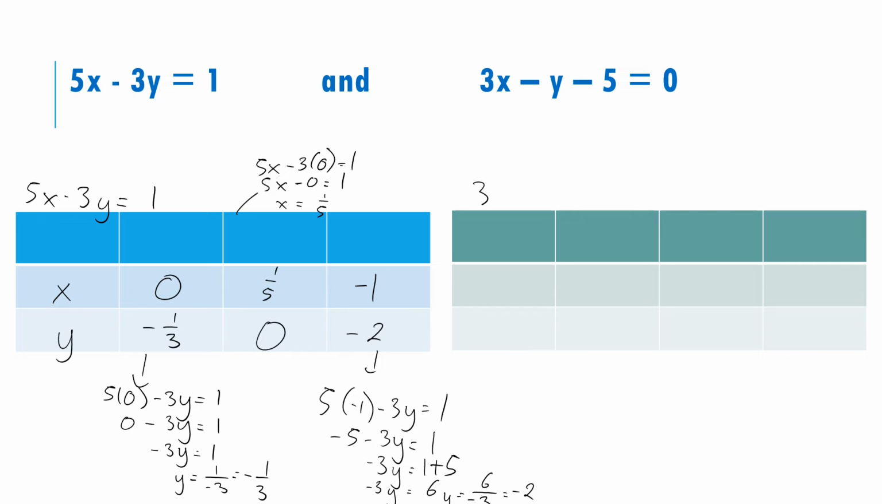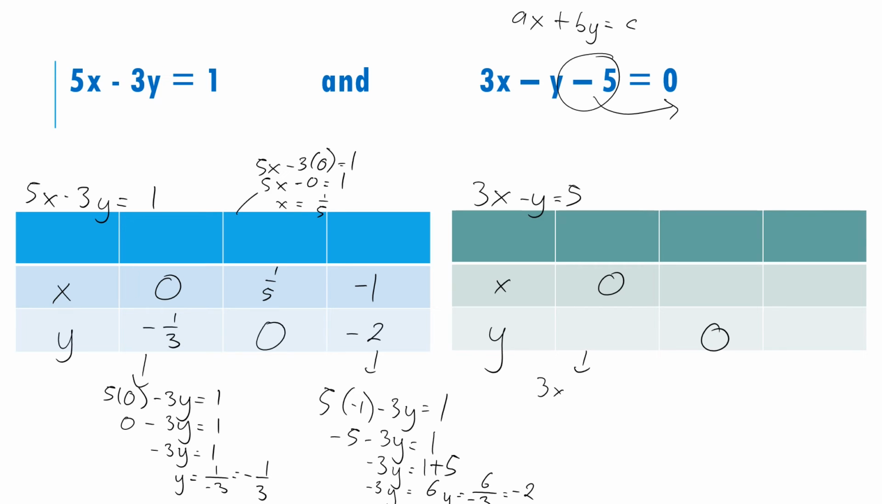Yeah, and do the same steps with this one, but be careful: the constant must go to the right side first, because the pattern of the equation must be ax plus by equals c. So the x and y must be on the left side and the constant on the right side. Okay, so we get minus 5 going to the right side, equals 5. For x, y put 0, 0, and I will explain this a little bit fast.